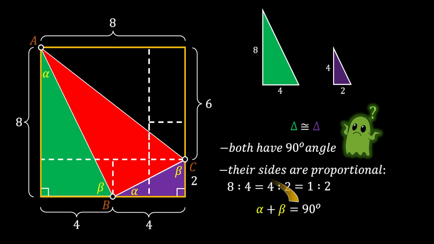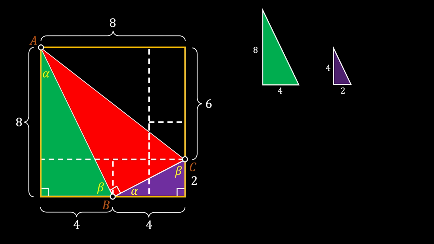Now we can apply this knowledge to get the angle at the point B of our red triangle. Since that angle makes 180 degrees with angles alpha and beta, that means that the value of this angle must also be 90 degrees. Now we have the mathematical proof that our red triangle ABC is in fact the right triangle. So we will continue with finding its legs.